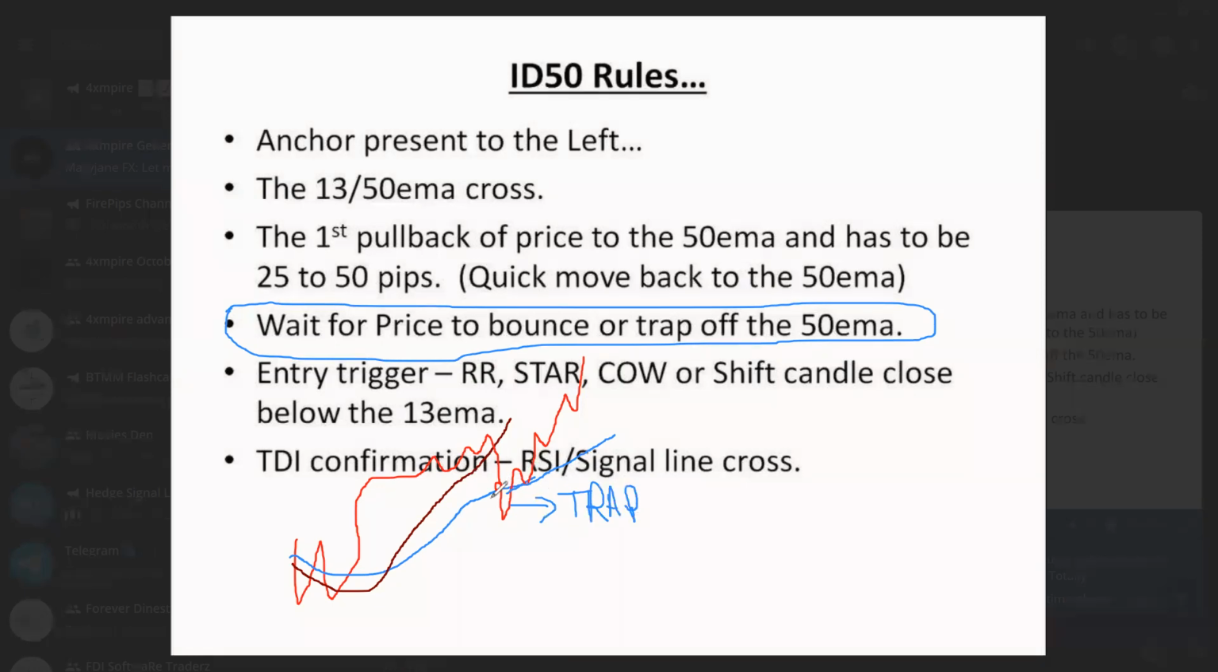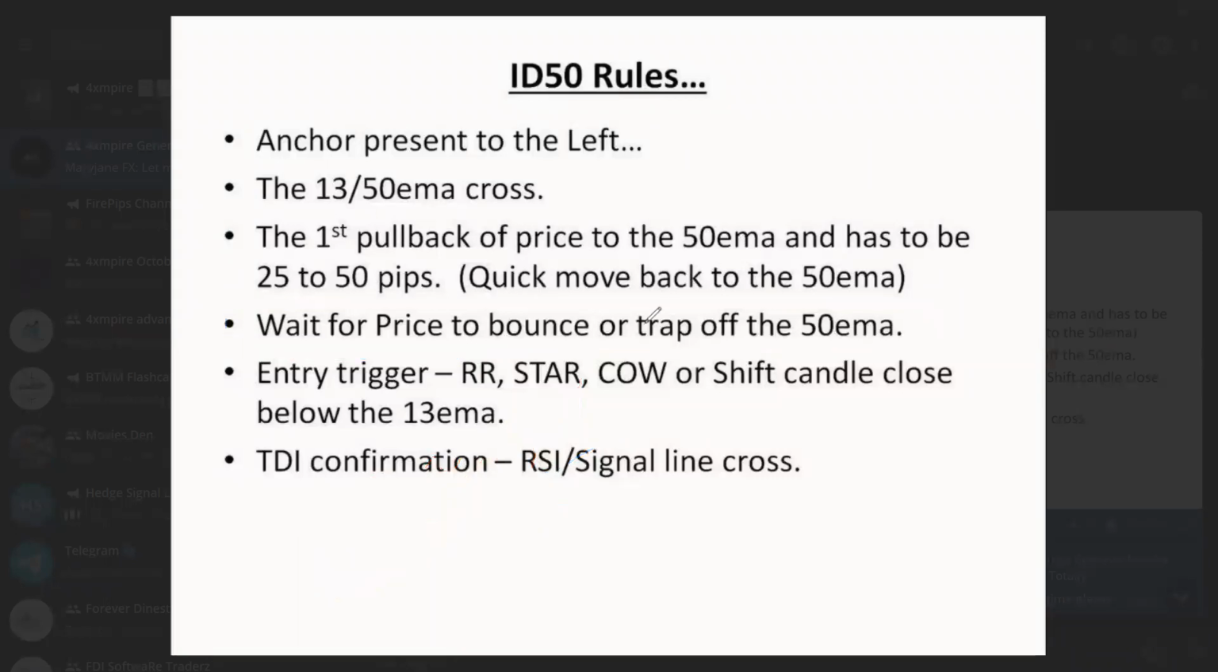Just like it did here. All right. So you wait for the EMA to bounce or trap off the 50 EMA. Now, after that, what is your entry signal?